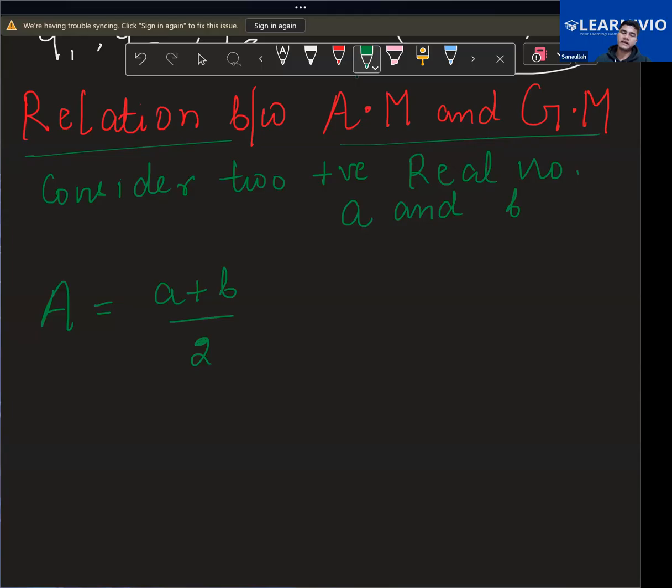How do we find the average? That is the same thing, mean. So this is arithmetic mean, that is (a plus b) over 2. Clear? And what is geometric mean? Root ab. So this is geometric mean and this is arithmetic mean.